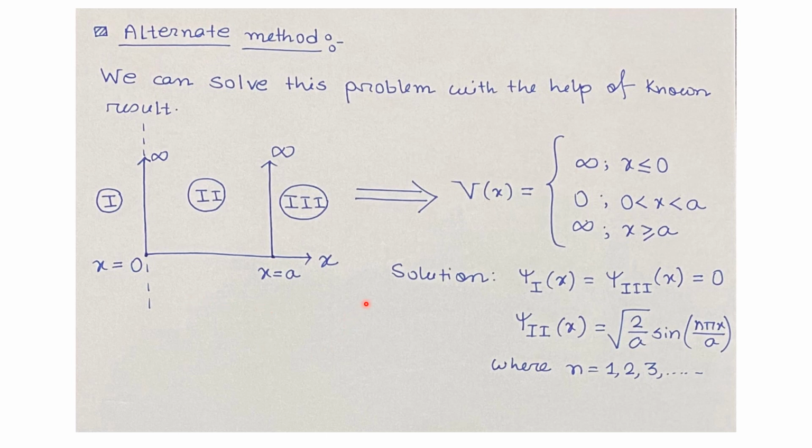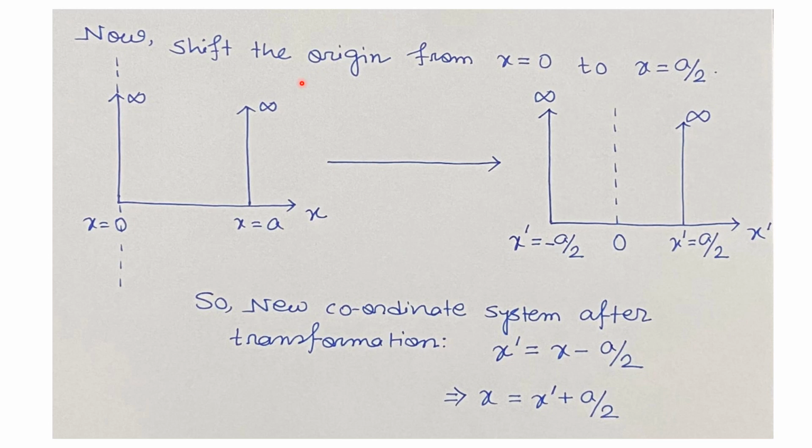For this problem, we know the solution will be psi 1 of x and psi 3 of x equal to 0 in the infinite potential regime, and psi 2 of x will be root over 2 by a times sin n pi x by a, where n takes the integer values, that is 1, 2, 3 and so on. So using this solution, we can get the solution for the given problem. Now we will shift the origin from x equals 0 to x equals a by 2 in the older well-known potential problem.